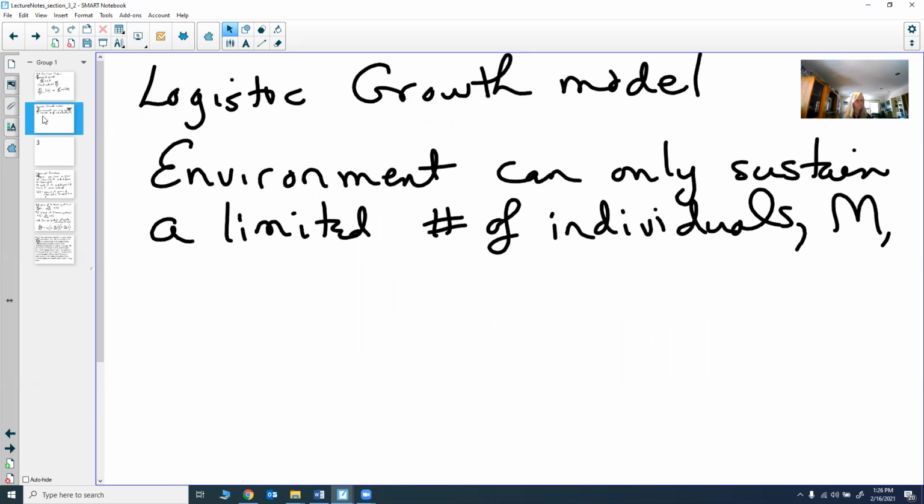And so this gets us what we call a logistic growth model. This is where the environment can only sustain a limited number of individuals. We call that M. It's called your carrying capacity, is another way to think of it.